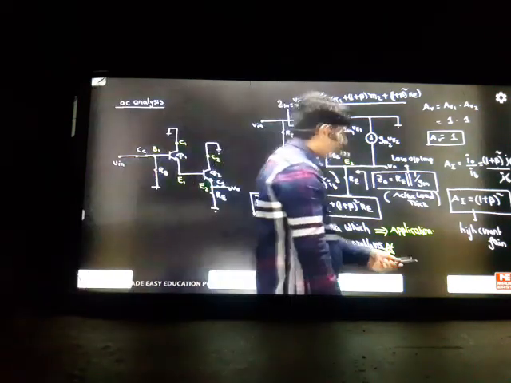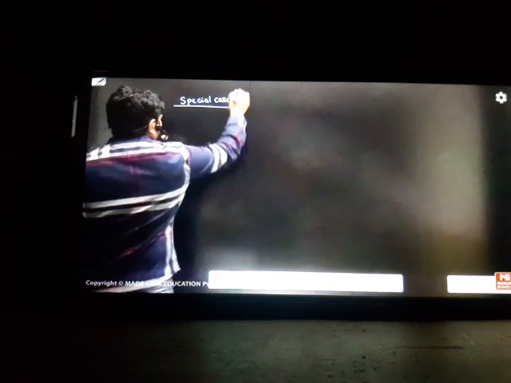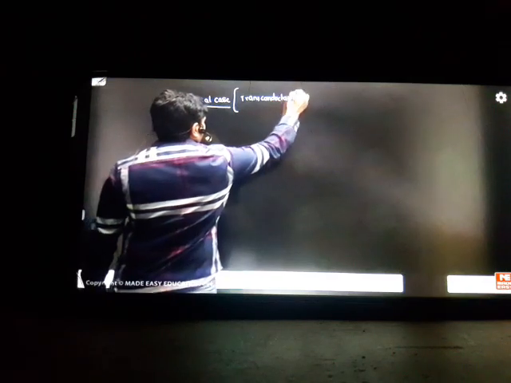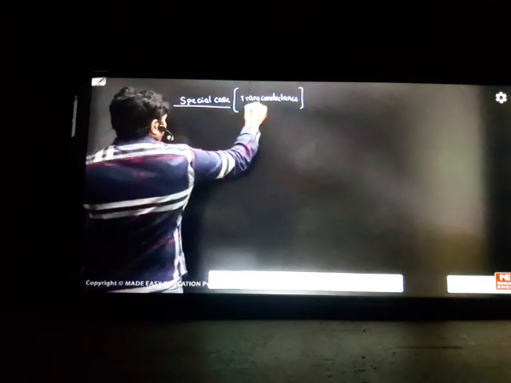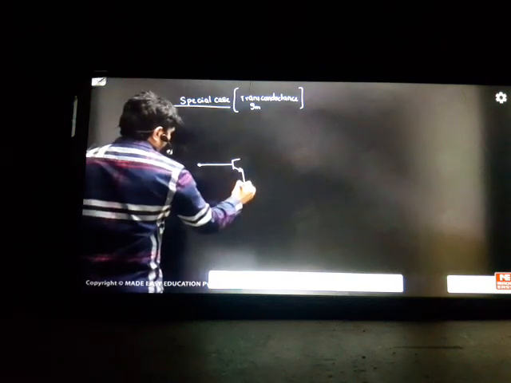Okay, so let us see the final issue, the special case. Special observation case. What is the special case? Transconductance knowledge. Transconductance, GM. How to solve GM? Try to see. Suppose this is your Darlington pair.